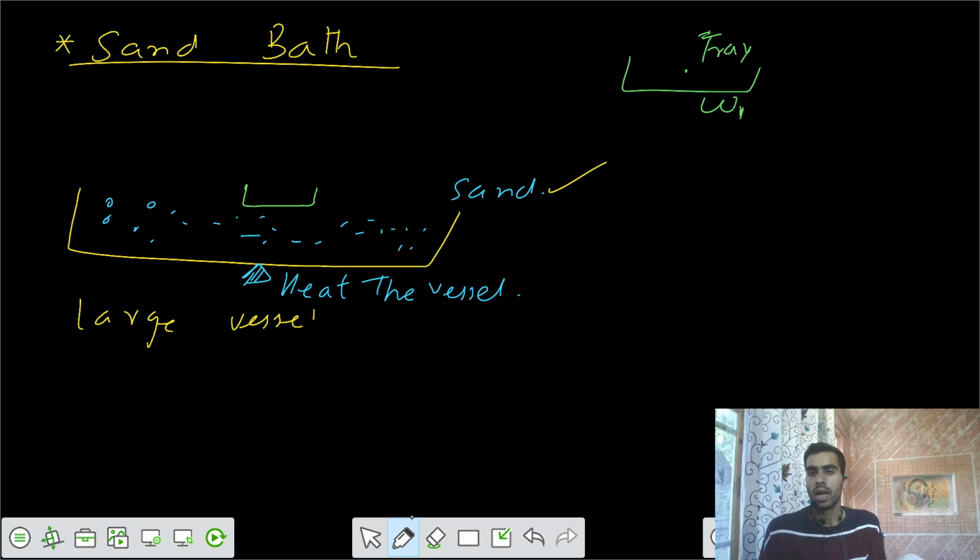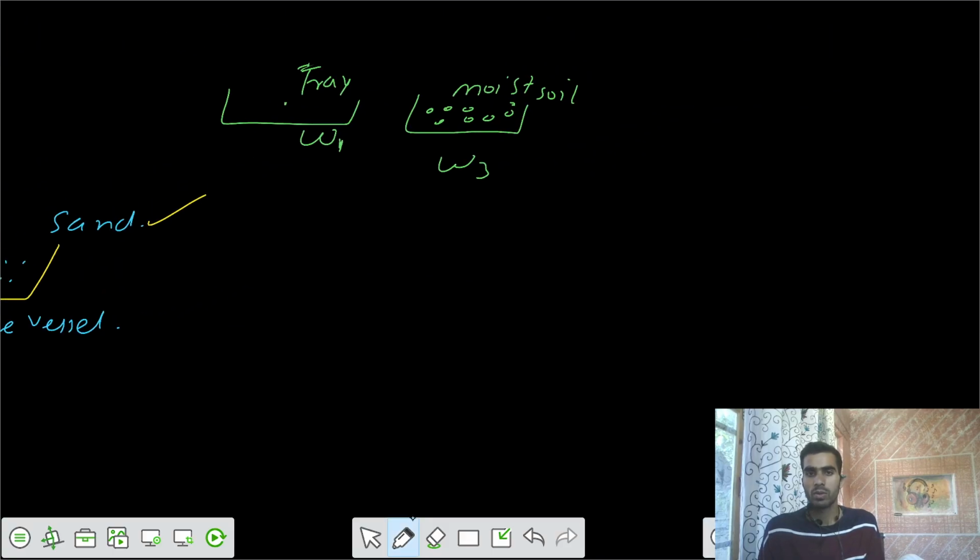Now what is the reading W2? We are going to place some soil, moist soil, inside the tray. So we have moist soil inside that tray, and W2 is the sum of the tray plus moist soil. After some time of heating that tray, you are getting dry soil now. You're only left with dry soil, and we have the weight of the tray also.